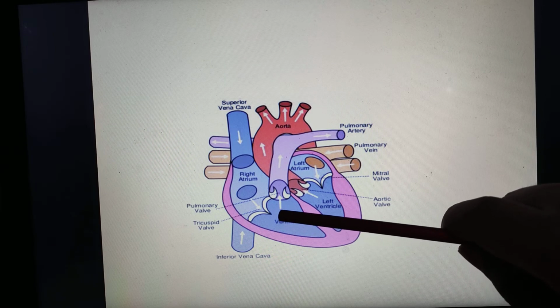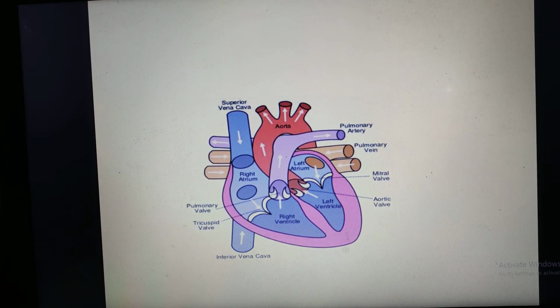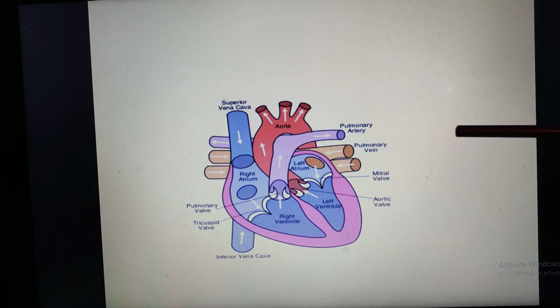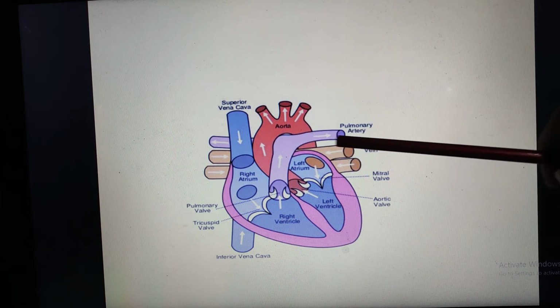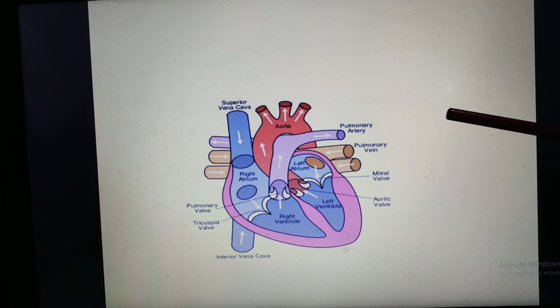Please remember, the blood that is flowing in the pulmonary artery is actually deoxygenated blood. Generally we say that all the arteries carry oxygenated blood and veins carry deoxygenated blood. Here is the exception. Now once it goes to the lungs, diffusion will occur, so the carbon dioxide will be thrown out of the body, and the oxygen from the breath that you have taken will enter the blood in the lungs.